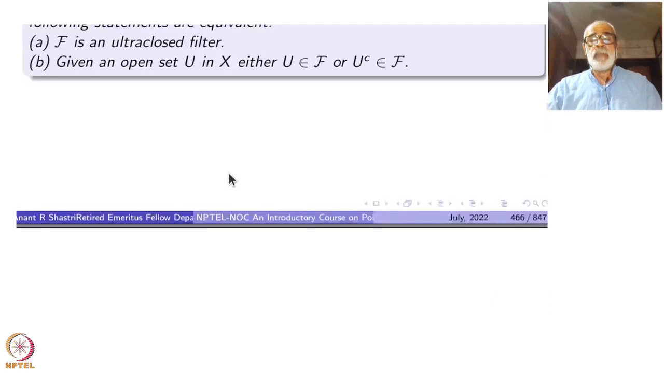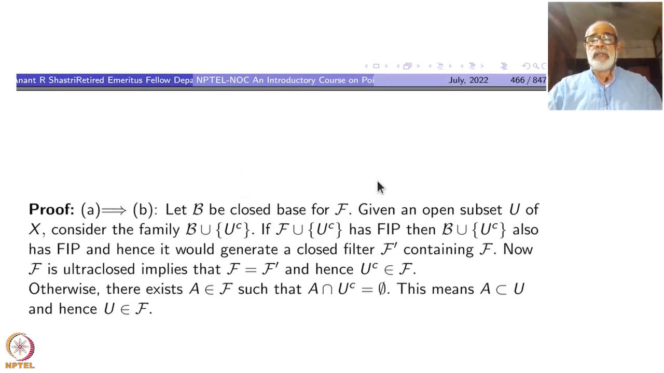A implies B is not very easy, not very difficult. Start with an ultra-closed filter F. Let B be a base for that. B consists of only closed subsets and it is a base for F. That is the meaning. Given an open subset U of X, consider the family B union the complement of U. That's a closed set, so it's a family of closed subsets, right? If F union U complement has the finite intersection property, in fact, you don't need the whole of F. If B union U complement has the finite intersection property, that is enough.